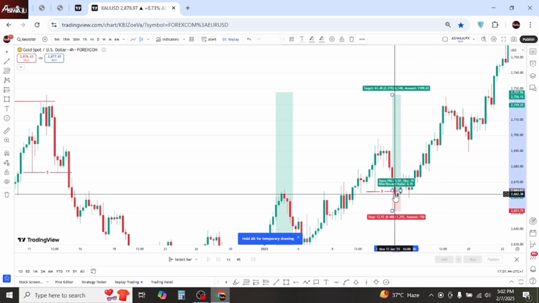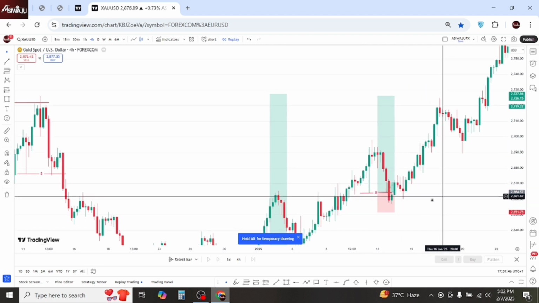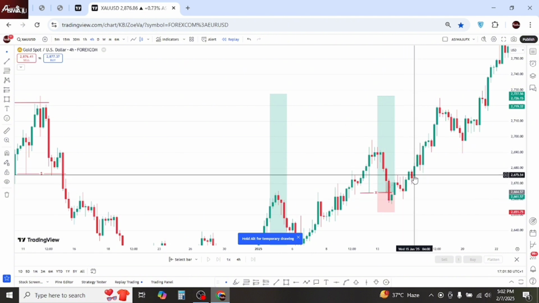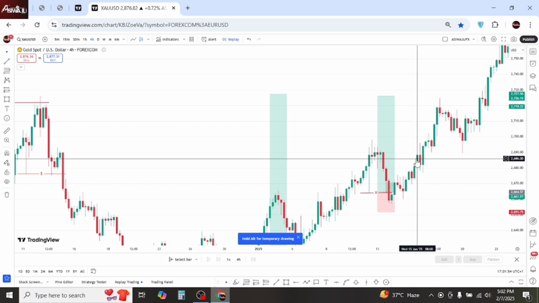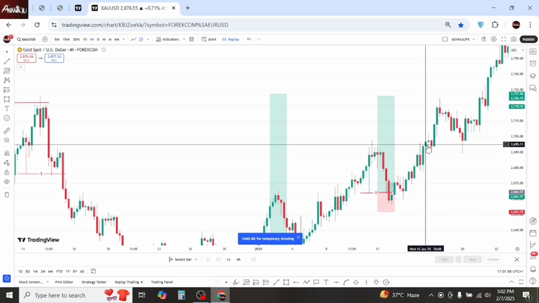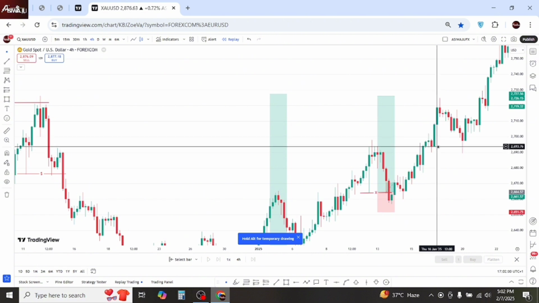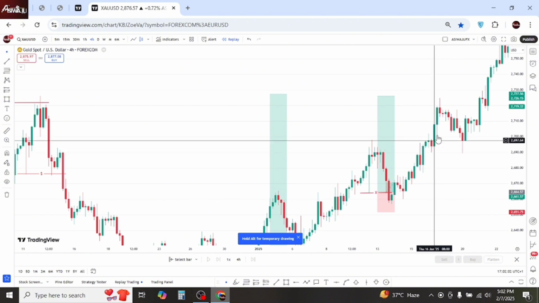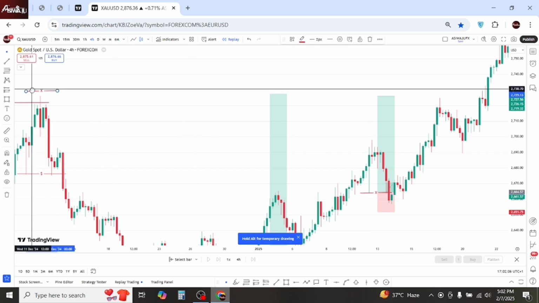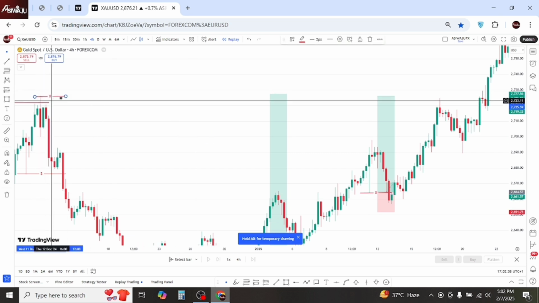Price continues to the upside. We have a pullback here before price continues. Another pullback here, because this candle also took out this previous green candle, and it continues to the upside. We have another pullback here, continue to the upside, and we have another pullback from this point also, and price continues. And what happened? Price even failed. When you look here, price even failed to close above this high one more time.